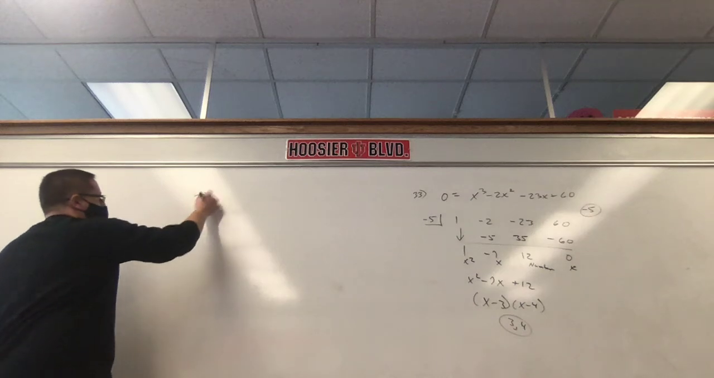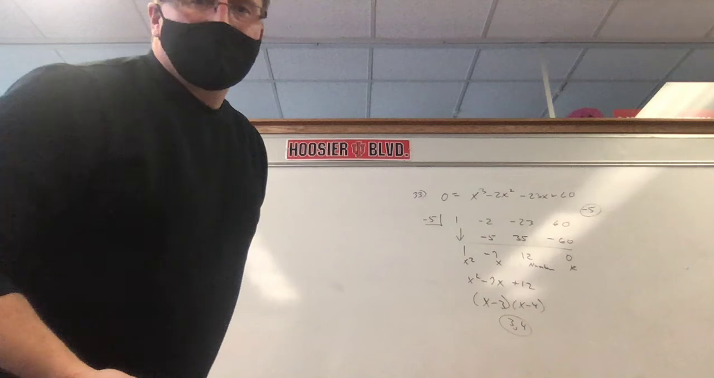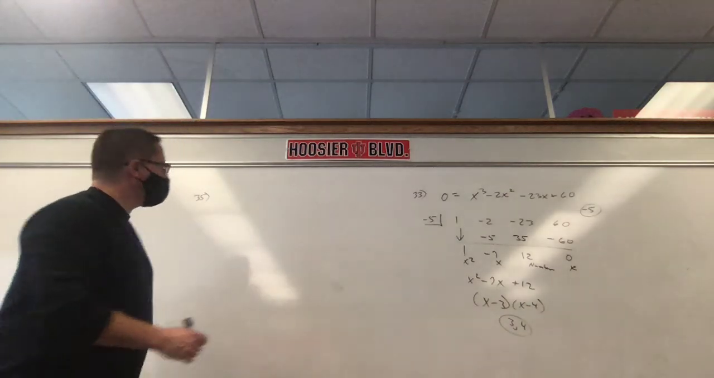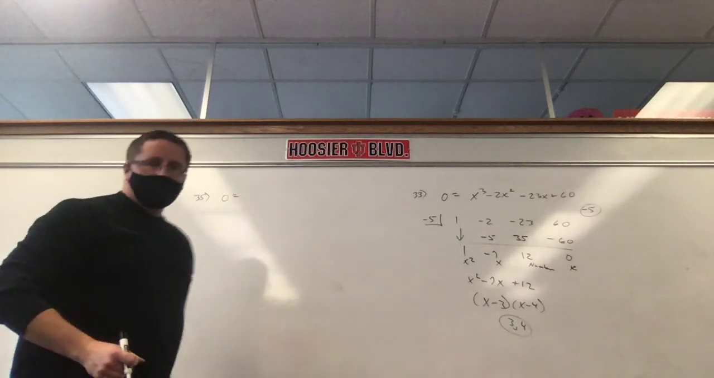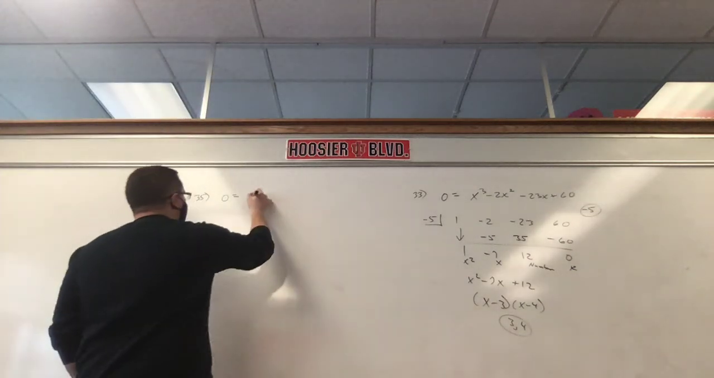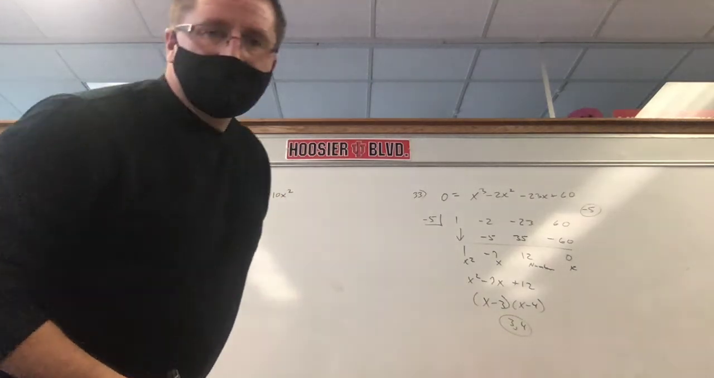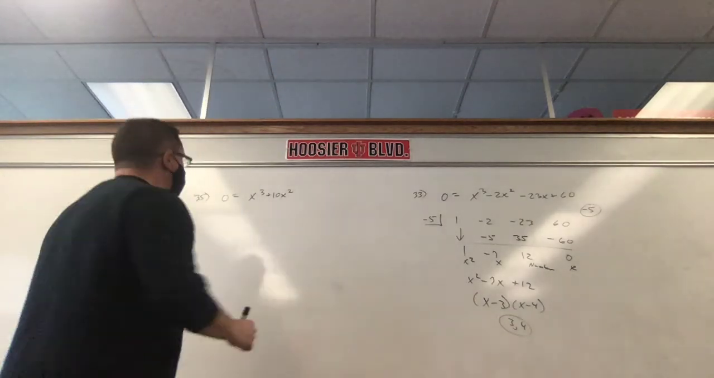35. Okay, so we have, again, it says find the real zeros. So it says h of x. We're going to write 0. 0 equals what? x cubed plus 10x squared plus 31x plus 30.